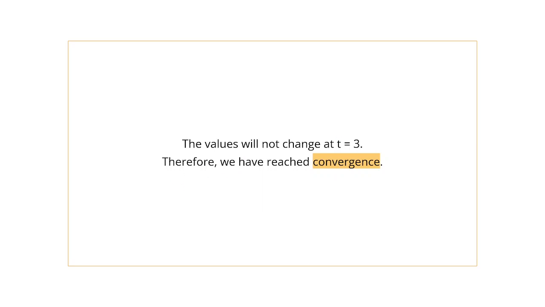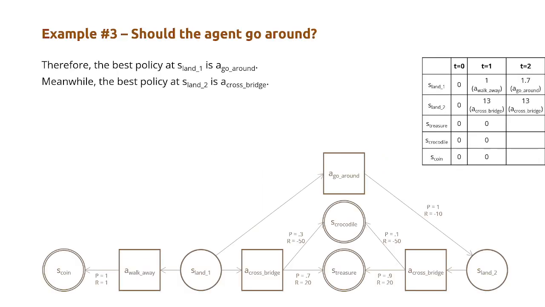Because we have reached convergence, we have found the solution to our MDP. Therefore, the best policy at S land 1 is go around. The best policy at S land 2 is cross the bridge. Okay, so I hope that's clear.